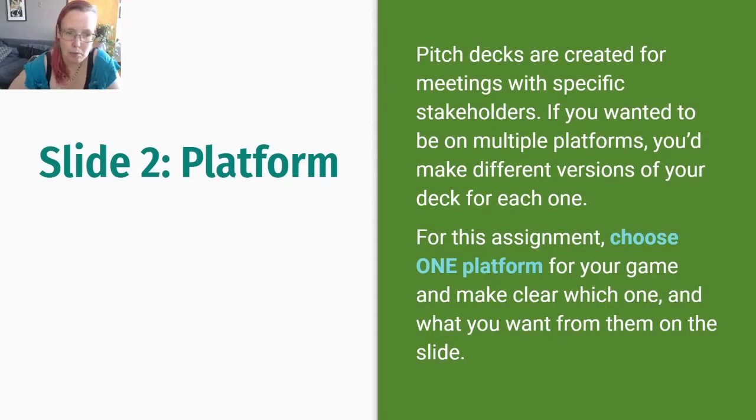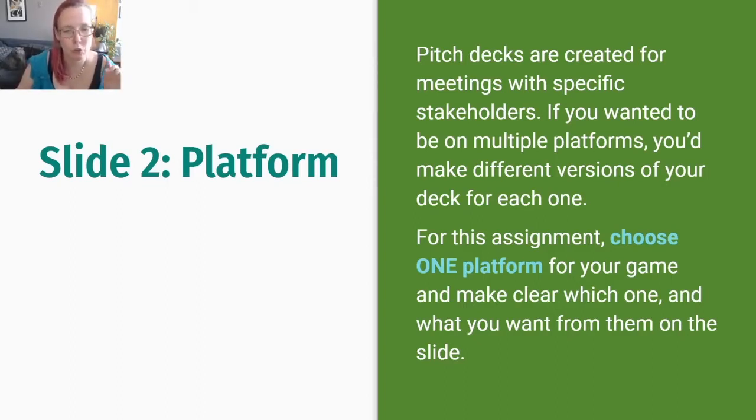Slide 2 will be your platform. So pitch decks are created for meetings with specific stakeholders. If you wanted to be on multiple platforms, you would make different versions of your deck for each one. So if I was going to talk to Nintendo and then I was going to talk to Sony the next day, I would have 2 different pitch decks that are geared toward each of those stakeholders. You would not give them the same one. And they do usually, they'll be very specific in who they're for.